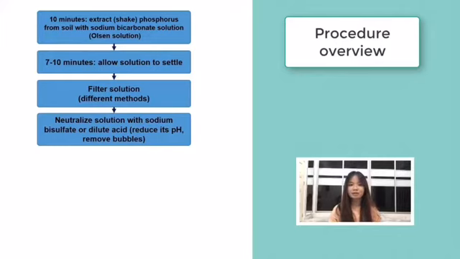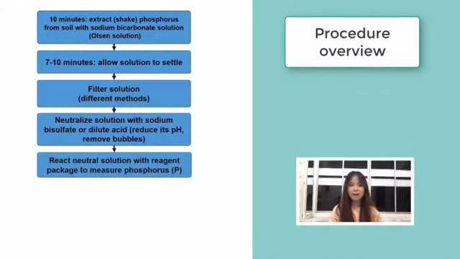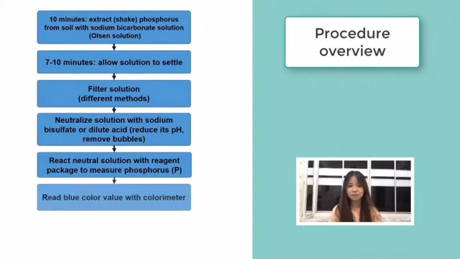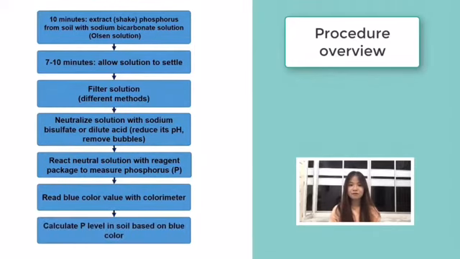Then we react the neutral solution with a reagent package to get the blue color solution to measure phosphorus. Then we read the blue color value with a colorimeter and calculate the phosphorus level in soil based on the intensity of the blue color.